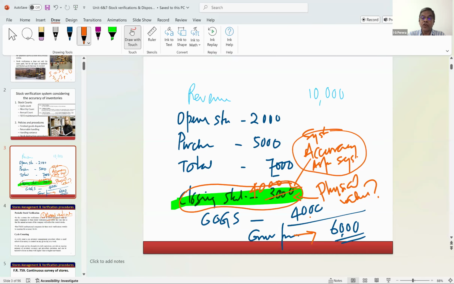Now see, if the closing stock is 4,000, your total purchases 7,000. 7,000 minus 4,000, your COGS will be 3,000. Therefore, your operating profit will be 10,000 minus 3,000, 7,000. So when your closing stock value goes up, what happens? Your operating profit will be increased.